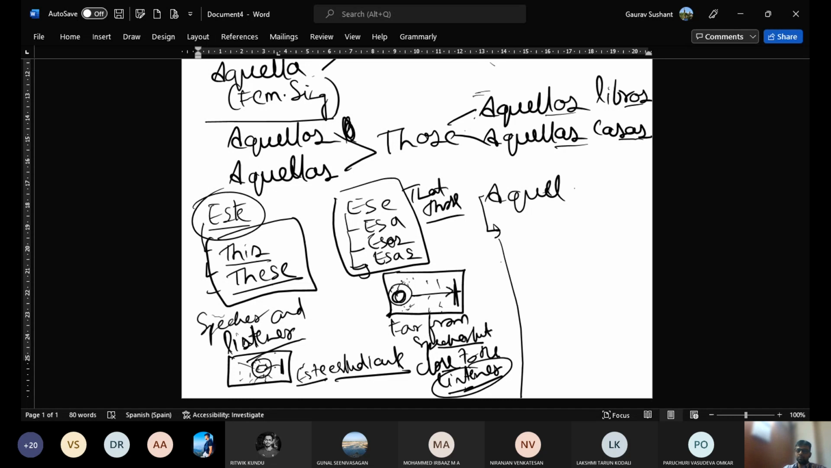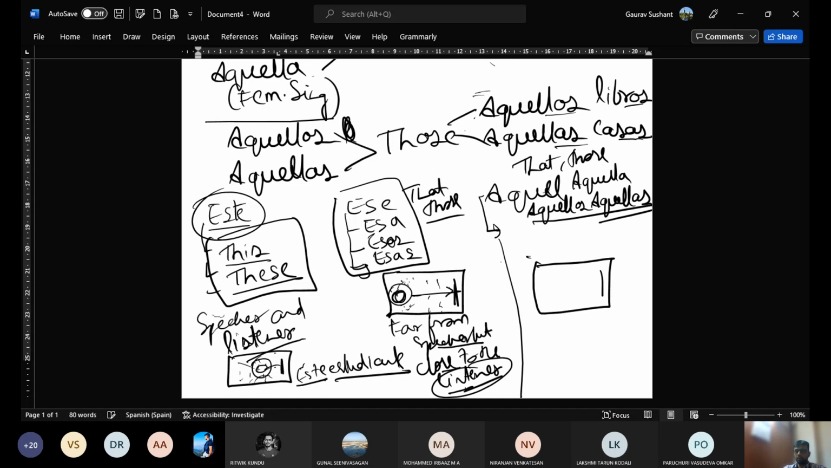Then comes the next group, which is aquel, aquella, aquellos, and aquellas. This also refers to "that" and "those," but again, the uses are different, as we are discussing right now. So let's say we are in a class here, in SJT. All of us are sitting here, and I am talking about this particular building, which is just opposite to SJT. Let's say it is M block. I want to say that M block is big. That building is big.